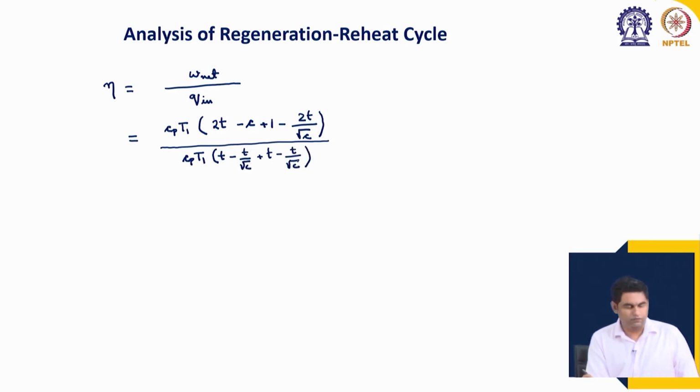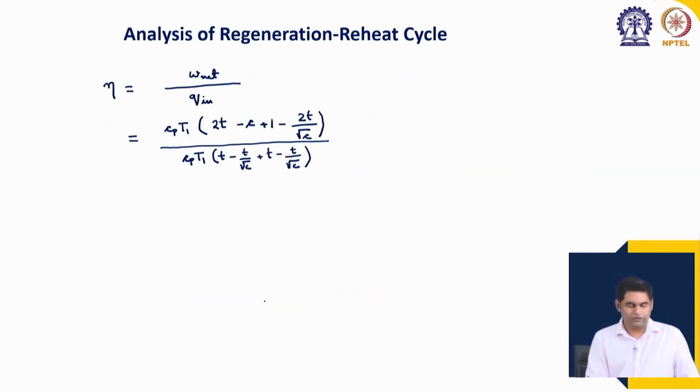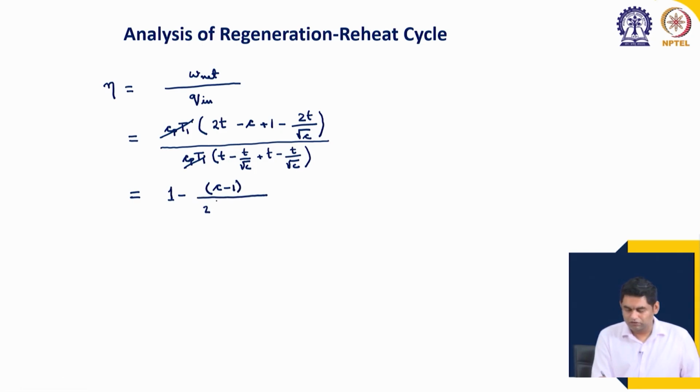Okay. From the previous slide we have seen that T3 by T1 is T and T7 by T1 is T by root C. Same case again. So, Cp T1 gets cancelled and we are left with, after some cancellations, an expression of this form: 1 minus (C minus 1) by (2T minus T by root C).